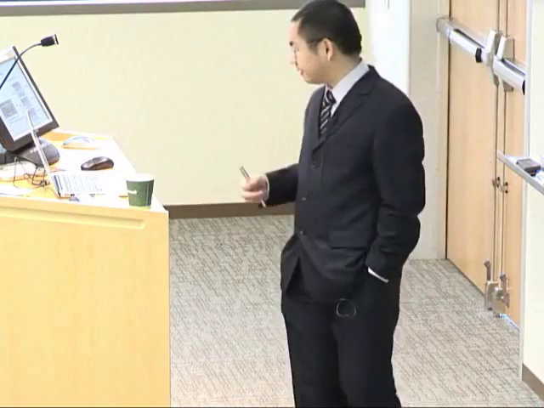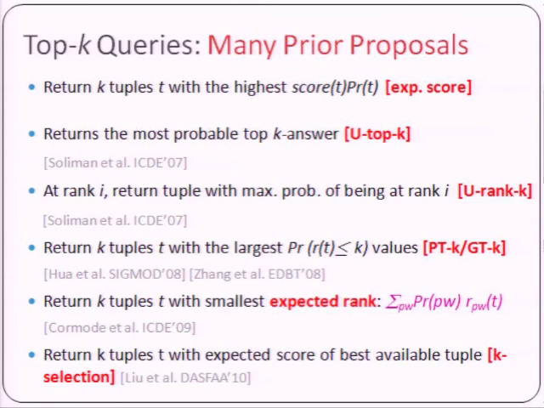This is actually not an easy problem, and there is a number of prior work on this. The simplest one is to return the k tuples with the highest expected score, which is defined to be the score times the probability. Researchers have found this is not a very good criterion for top-k. Later on, Soliman et al., at ICDE, proposed two different semantics, U-Top-k and U-Rank-k. U-Top-k returns the most probable top-k answer. And for U-Rank-k, at position rank i, they return the tuple with the largest probability of being a rank-i answer.